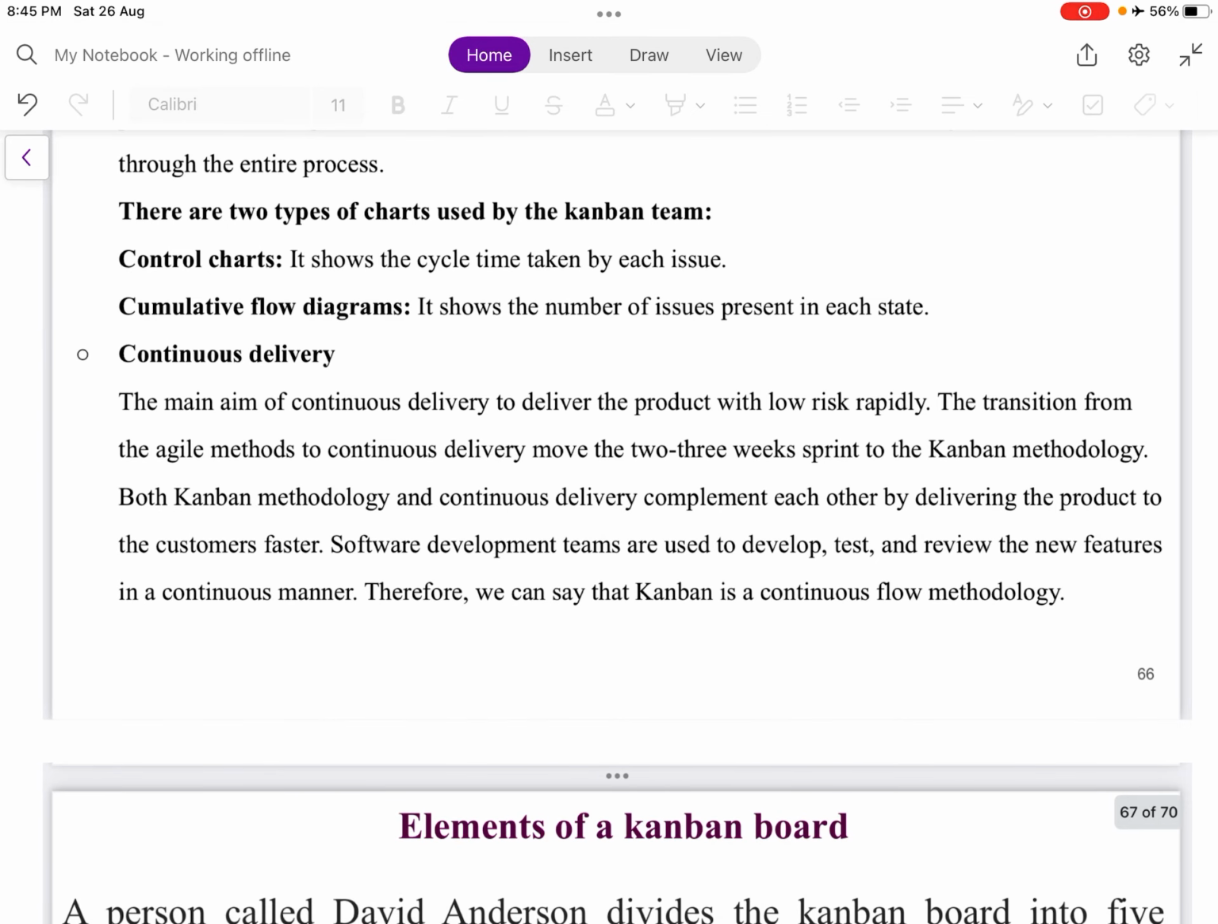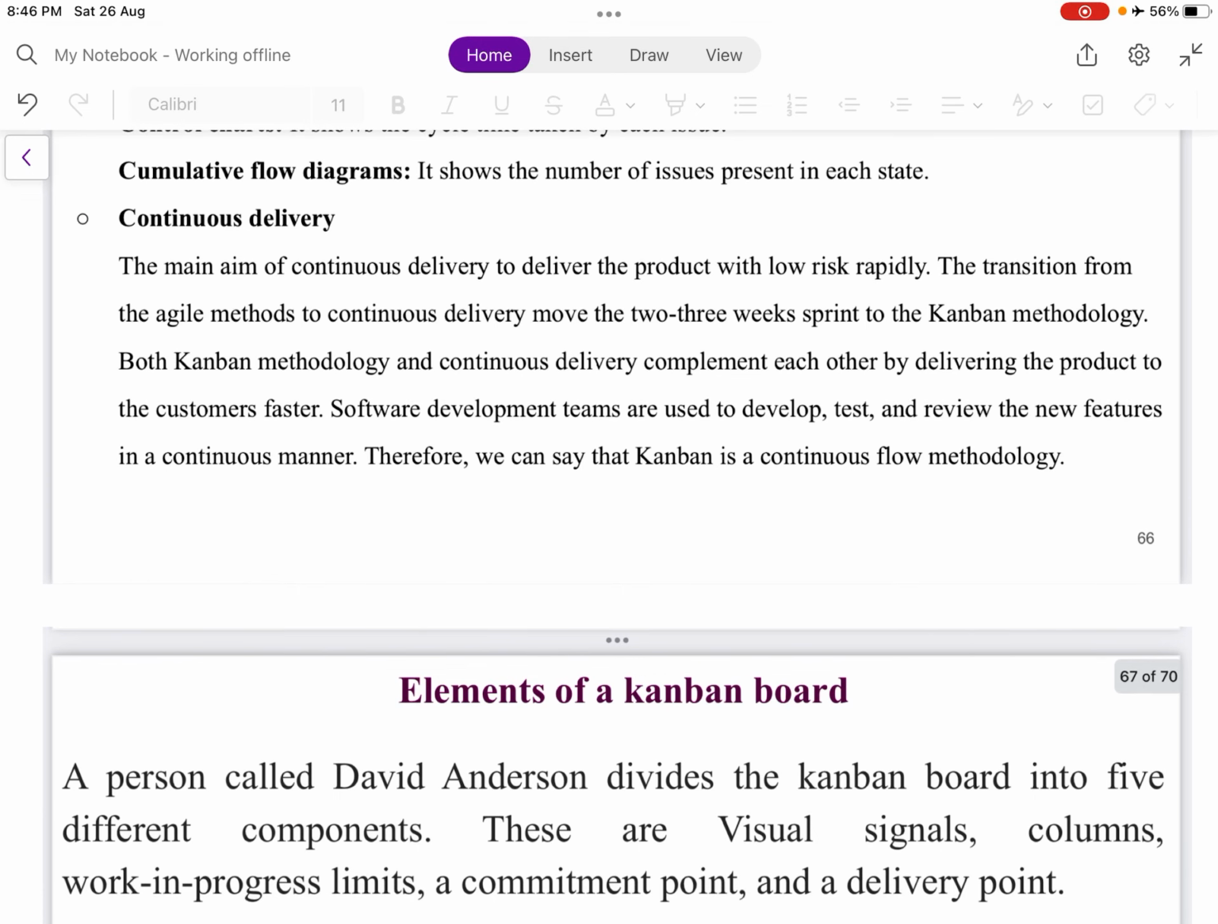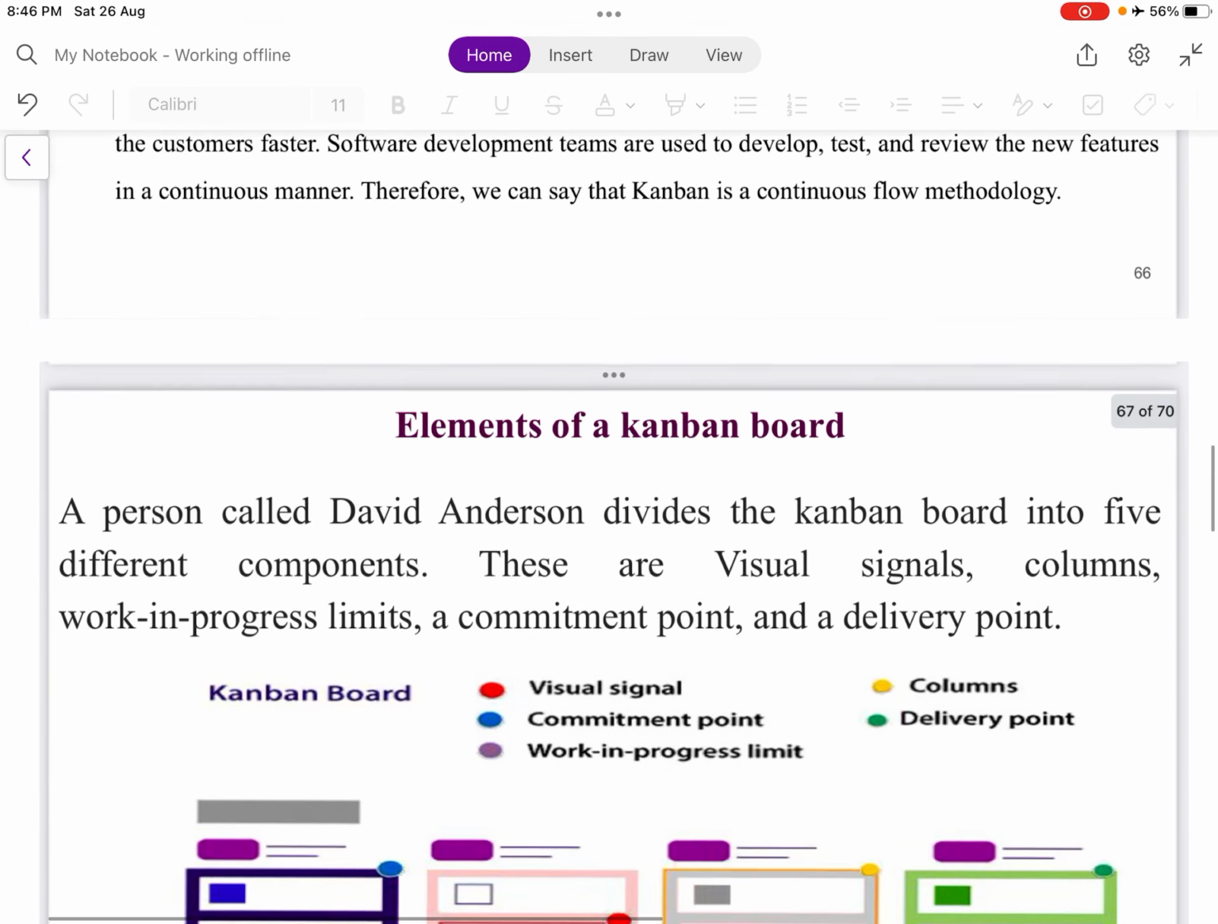Continuous delivery. The main aim of continuous delivery is to deliver products rapidly with low risk. The transition from agile methods to continuous delivery moved the 2 to 3 week sprint to the Kanban methodology. Both Kanban methodology and continuous delivery complement each other by delivering the products to the customer faster. Software development teams are used to develop, test, and review new features in a continuous manner. Therefore, we say that Kanban is a continuous flow methodology.